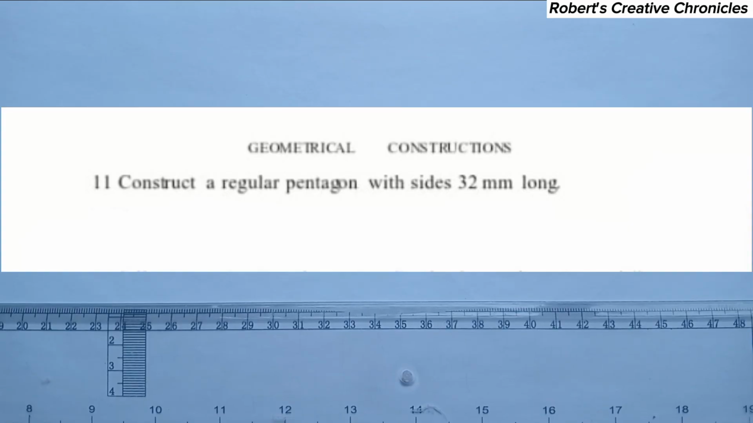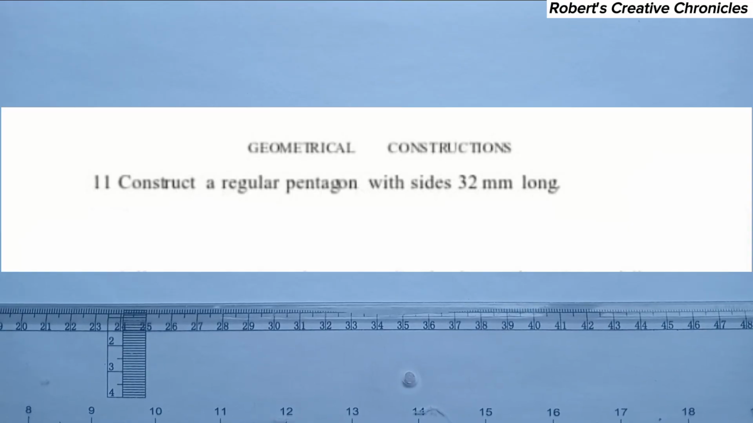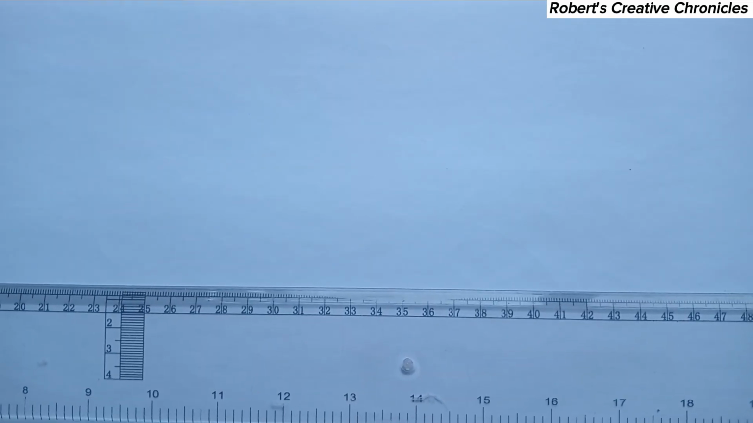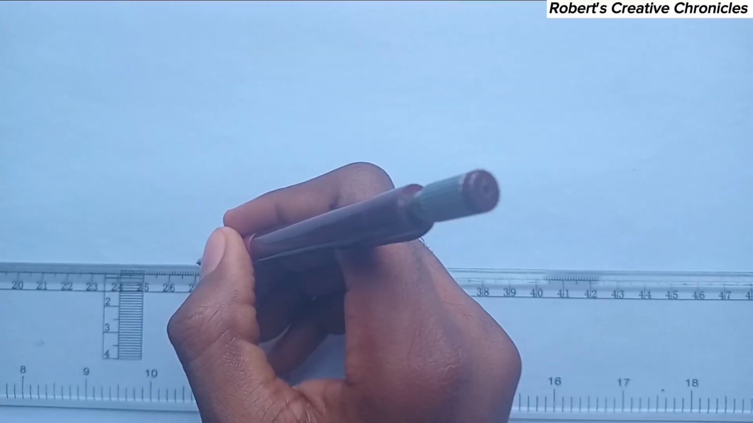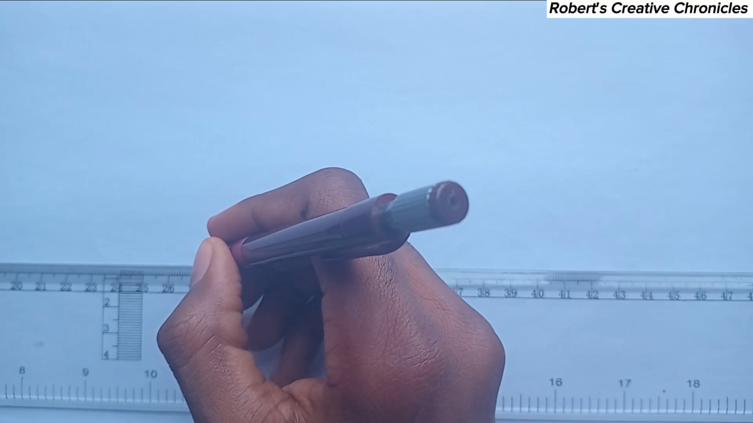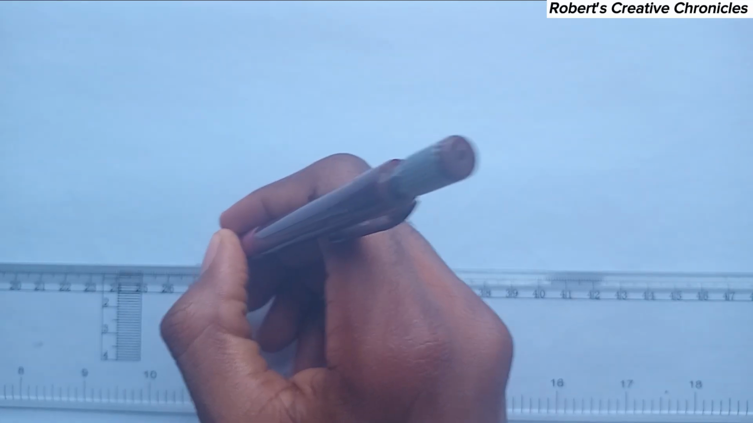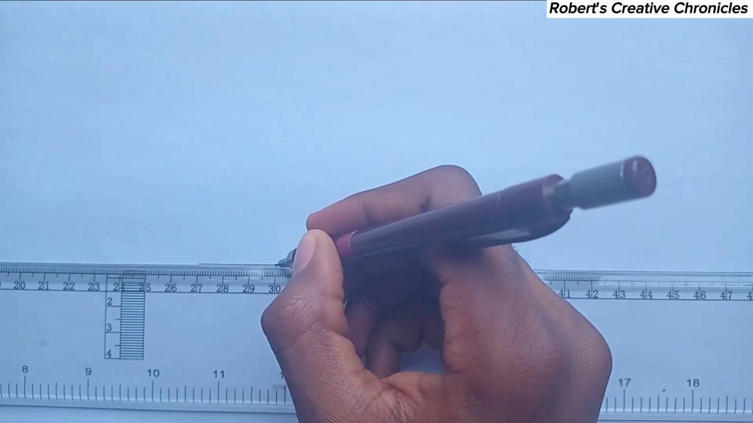So today we'll be solving this geometrical construction problem, which states: construct a regular pentagon with sides 32 mm long. So we have to construct a regular pentagon with sides 32 mm long. A pentagon has 5 sides, so we're going to draw one of the sides, which according to the question is supposed to be 32 mm long. So we're going to draw 32 here.